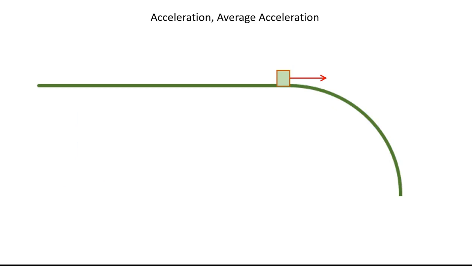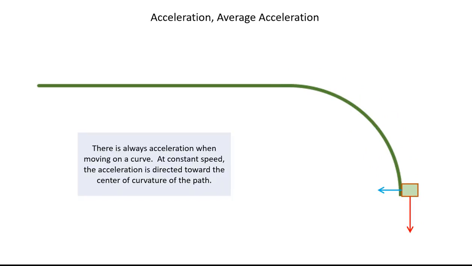Now, going around a curve is a little different. It's similar but different. Even at a constant speed, our velocity is changing direction. So even if we're traveling at a constant speed, we always will have an acceleration moving on a curve. And there's always that acceleration pointed in toward the center of curvature of the path.